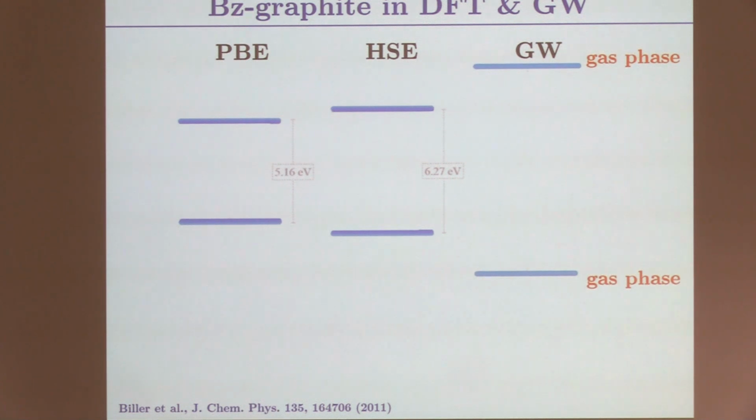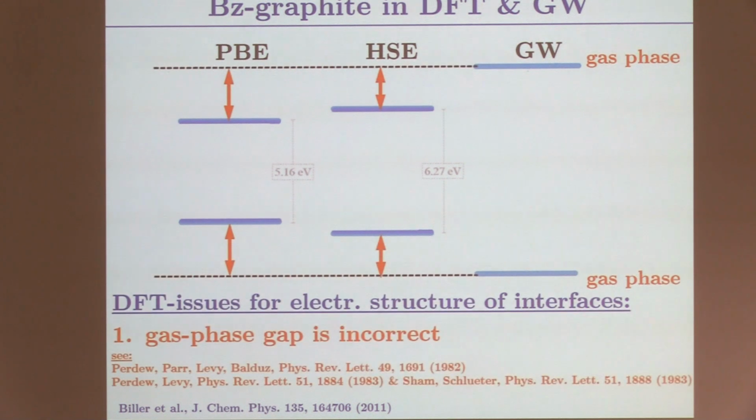Now we can start by comparing these three calculations for the gas phase molecule, just benzene, and we find that we have the well-known fundamental gap problem of DFT, that the HOMO is too high in energy and the LUMO is too low. If I take these too high and too low energies, I put the molecule on the surface, of course the alignment will be off.